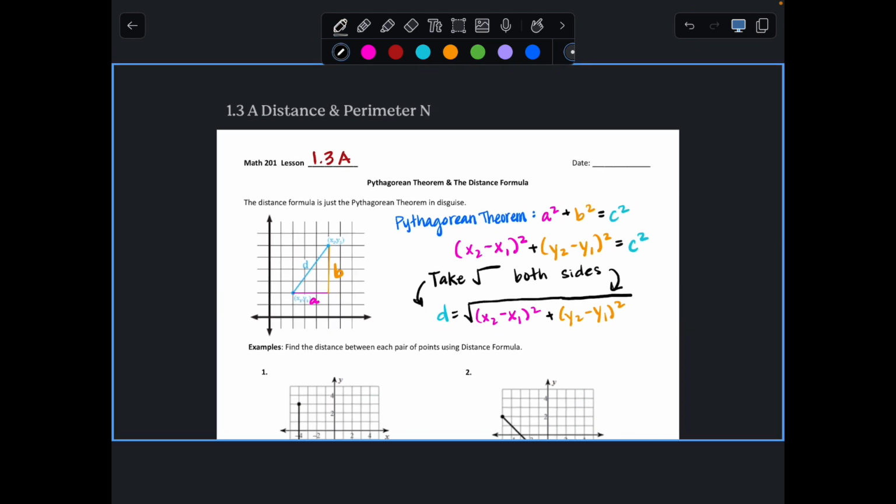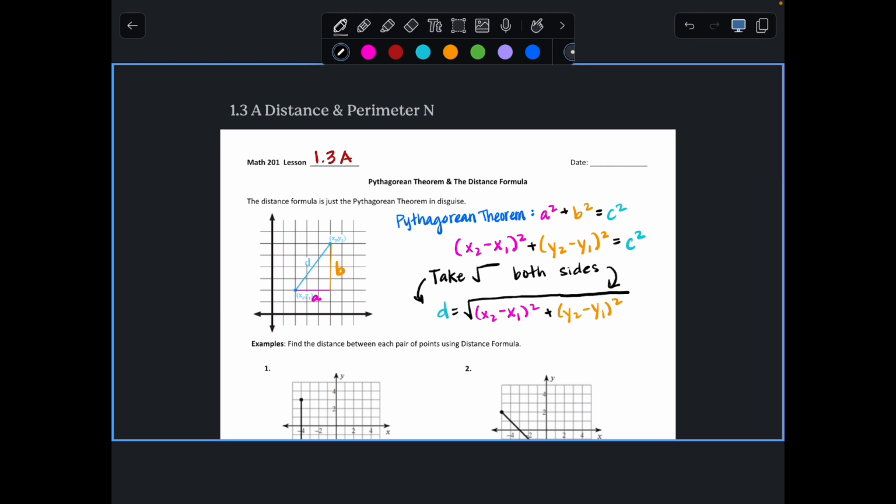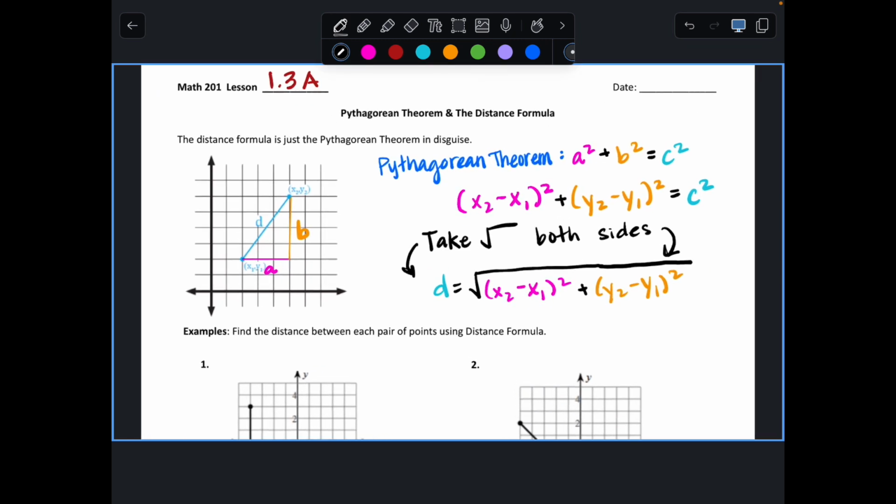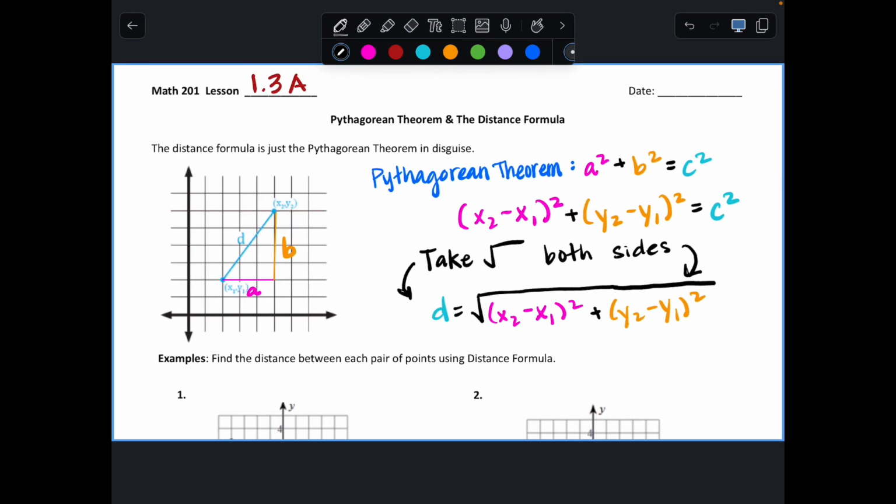So you essentially are using the Pythagorean theorem. You're just plugging in the numbers differently. But I had a couple people in first period say it's just easier if they use a squared plus b squared equals c squared. It's fine if you do that. I just think when you're using coordinates, it's easier to use the distance formula because then you're just plugging in numbers.